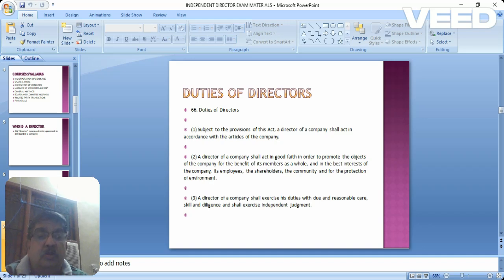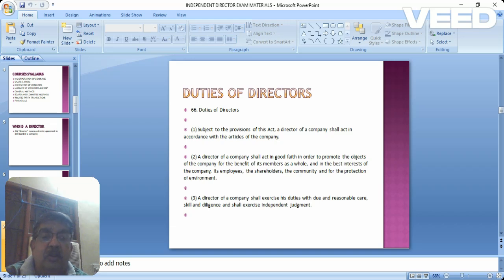One, he has to act in accordance with the articles of the company. Second, a director of a company shall act in good faith in order to promote the objects of the company for the benefit of its members as a whole and the best interest of the company, its employees, shareholders, the community, and for the protection of the environment.